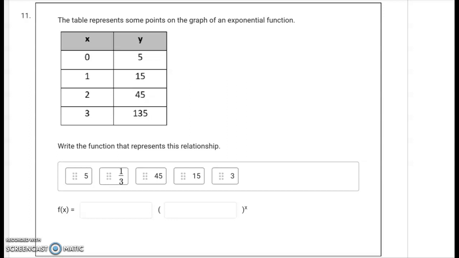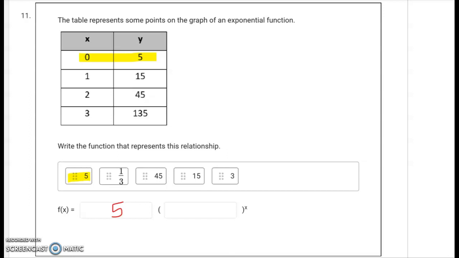If you have a table, you can of course put it into Desmos. Another easy way to do it: if you see 0 in the x column, you have actually found your y-intercept. Our y-intercept is 5, and that would go first when you're doing an equation. So just drag it and drop it.